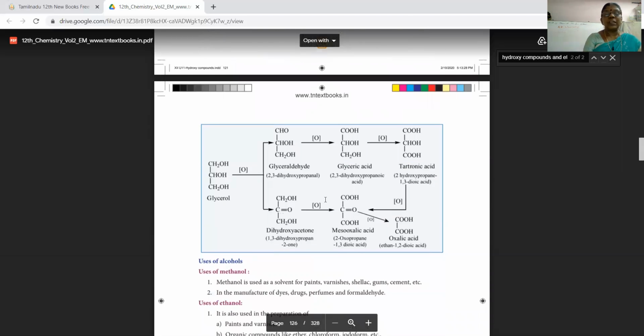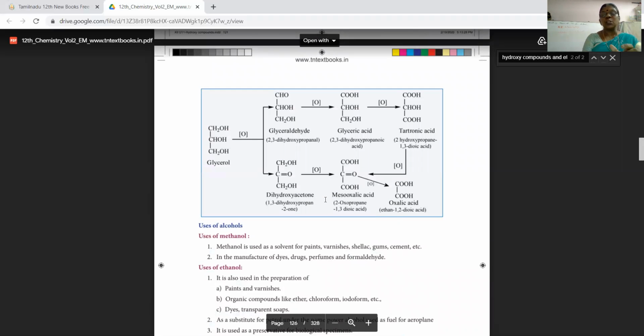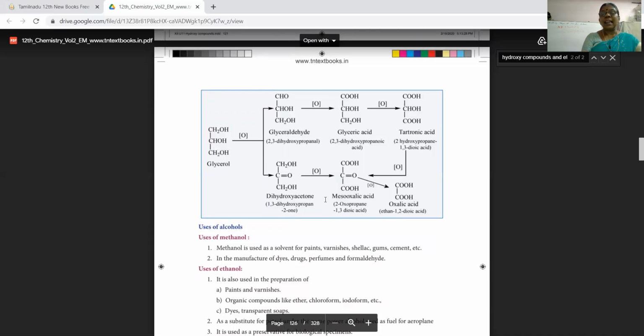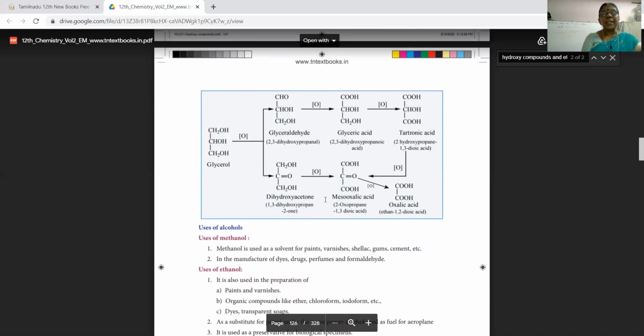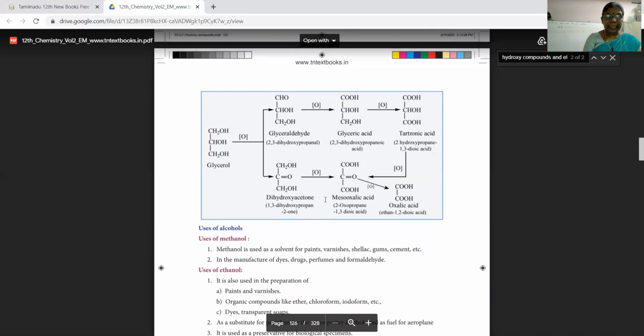Those reactions are given here. In this one, you must know the CH2OH group. First, it is converted to CHO and then to COOH. Likewise, the other primary alcohol at the end is converted. And at the center, you have the secondary alcohol, that is CHOH. If that undergoes oxidation, you will get the ketone group, that is C=O, which again undergoes oxidation. Finally, you will get oxalic acid.